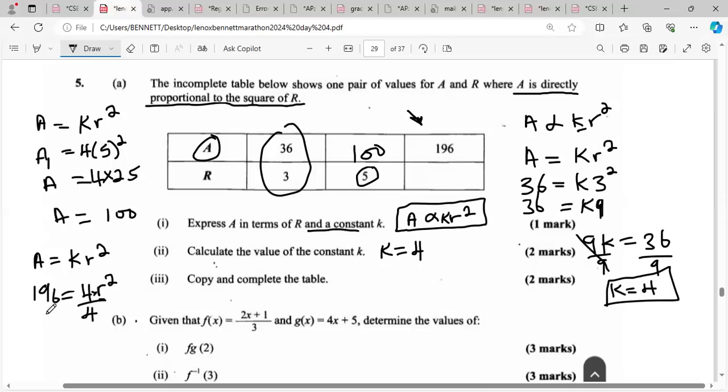Hold on, guys. Let me just calculate this. 4 4s are 16, so that's a 4. 4 4s are 16, remain at 3. That's a 4, 9, 36. Alright, you see the answer now, right? And then now we find the square root. So it would be the square root of 49, which is 7. So this is supposed to be 7.